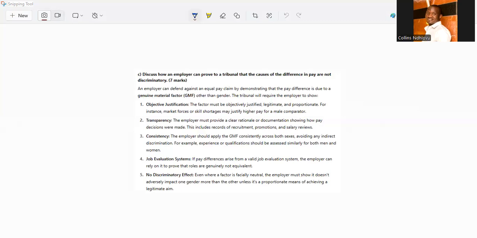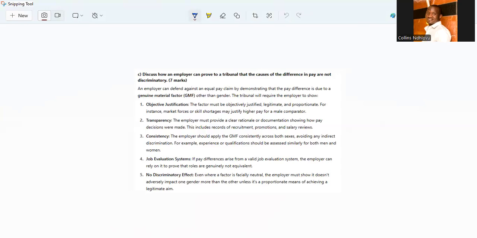The other point is the job evaluation system. If a company uses a proper job evaluation system, a way of showing the scoring for jobs based on skills and effort, they can use it to show that if jobs are not of equal value, where some jobs are way more important than others, the pay difference can be justified. Any questions? Are we together? The last part that you can use to prove is no discriminatory effect.